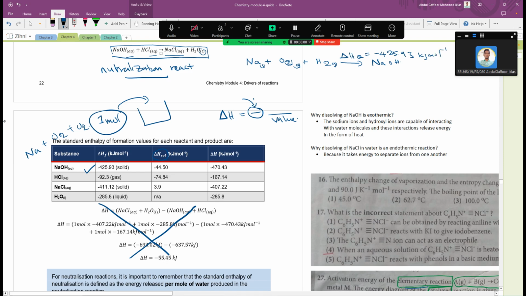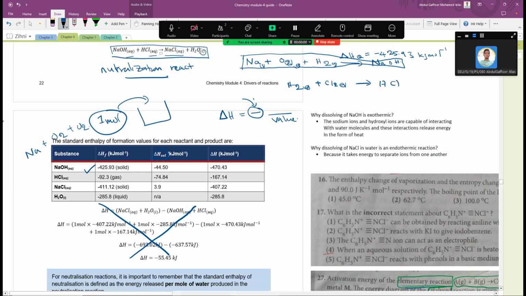Now if you are asked to write down the equation for the formation of sodium hydroxide, this is how you have to write, because by definition, sodium hydroxide should be formed from the naturally occurring stable elements. And for HCl, how can you write that? H2 gas plus Cl2 gas becomes HCl.